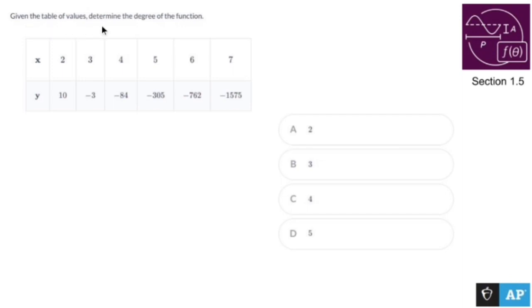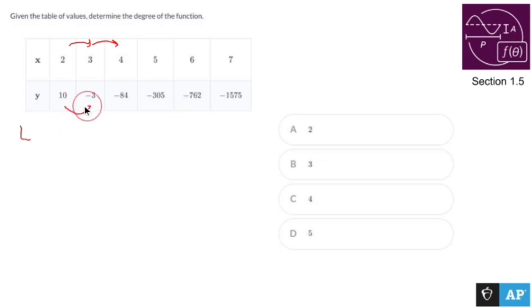Given the table of values, determine the degree of the function. We've done these before. This is the one where I make sure that these guys go up by the same number. They do, consecutive equal length input value intervals. And then I have to test to see if these guys go up by the same. Doesn't look too promising at first.